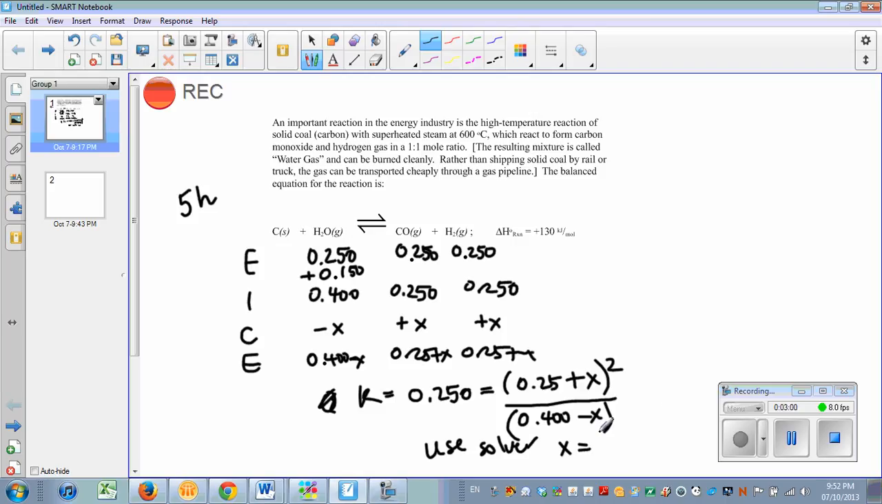And then it asks you for the moles of H2. So first you've got to use your x to find the concentration of H2. Once you've got your x value, you find the concentration of H2 because it's 0.25 plus x. And then to find the moles, you take the concentration and multiply it by the volume. So hopefully that helps.